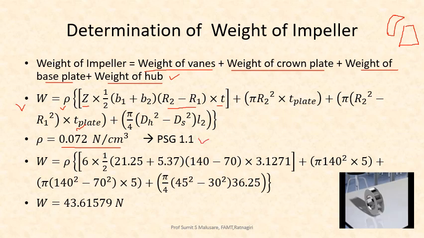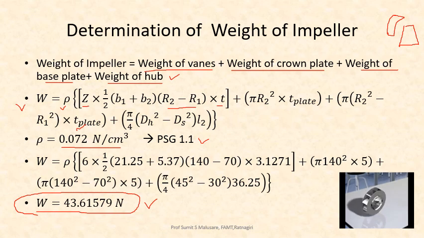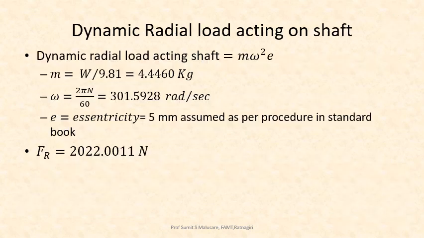Now if you put all these values, finally you will get the answer W is equal to 43.61579 newtons. It's a rough idea, it's not an exact idea, I know it, but in order to go for the force analysis, I have to go for this assumption. So W, that is nothing but the weight of the impeller, comes out to be 43.61579 newtons. Now the dynamic and radial load acting on the shaft. Dynamic radial, first of all we think about the radial load.